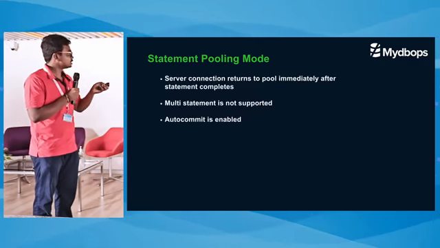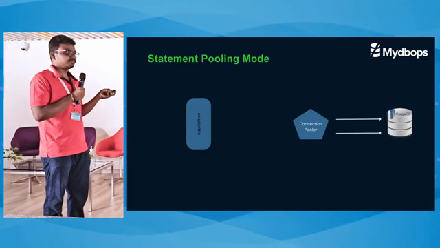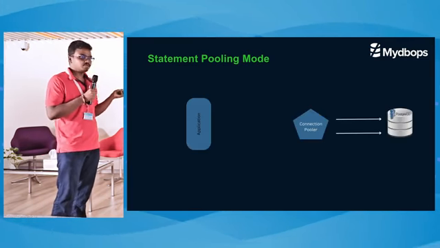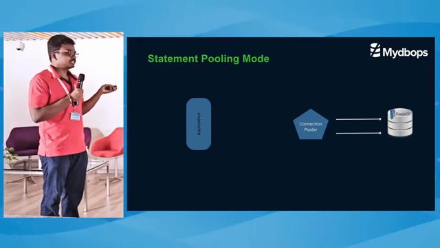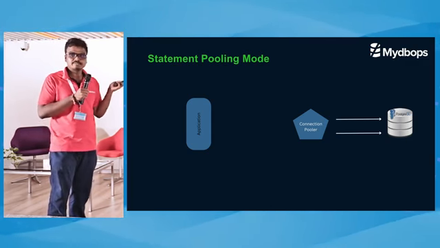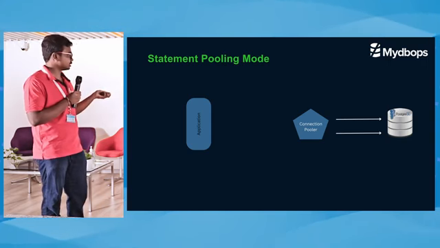And the last one is statement pooling mode. Instead of transaction or session level, it will work on the statement level. So once you fire any statement, it will just check for any connection available in the pool and use any of them. Let's say I'm firing 2 queries here, drop table yes and drop table point.